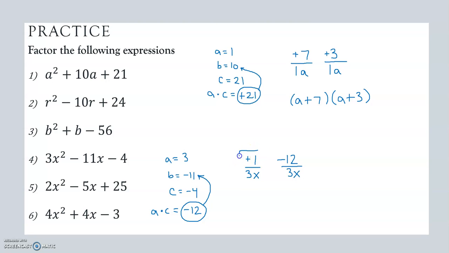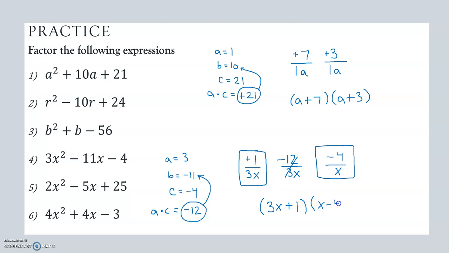Now this first fraction is fully simplified. I don't need to simplify it any further, but this right fraction can be simplified by dividing 12 and 3 by 3. So negative 12 divided by 3 is negative 4. And then 3 divided by 3 is 1, leaving you with the x. So these are my two fully factored fractions. Now that you have them, you can write them in parentheses. I have 3x plus 1 as my first set of parentheses. And then I have x minus 4 as my second set of parentheses. And this is the fully factored form of this problem.